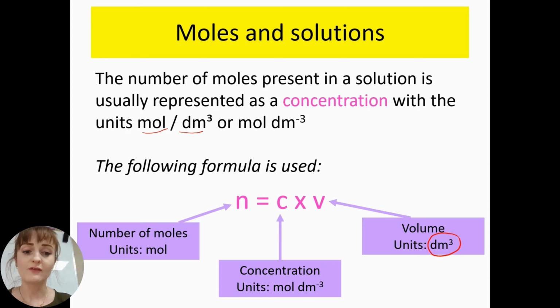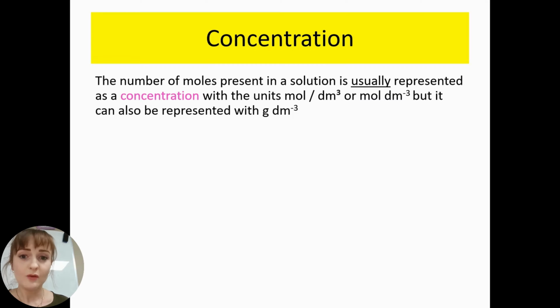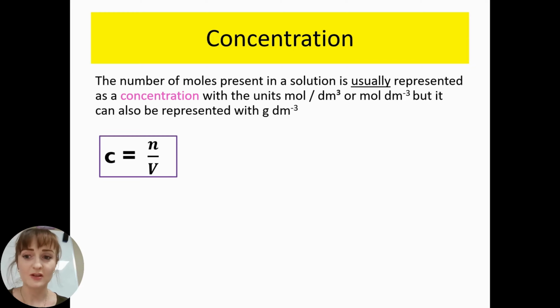Note that the units for volume are in decimeters cubed, and if it's given to you in centimeters cubed, you should almost always be converting it to decimeters cubed, and that just requires you to divide the value that you're given by 1000. However, the units of concentration can also be represented with grams per decimeters cubed.